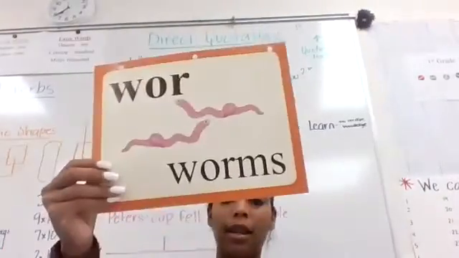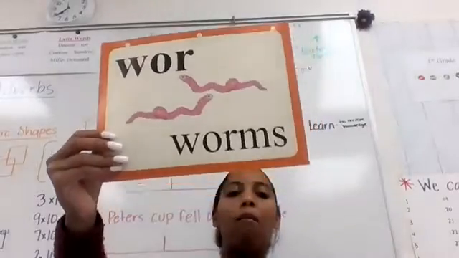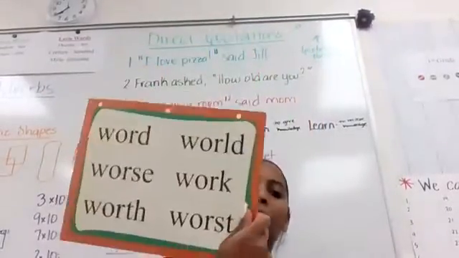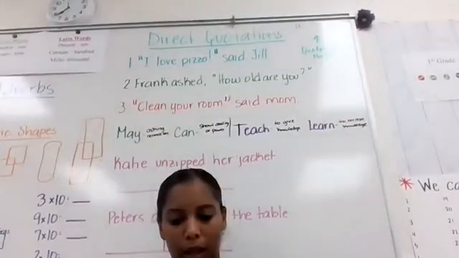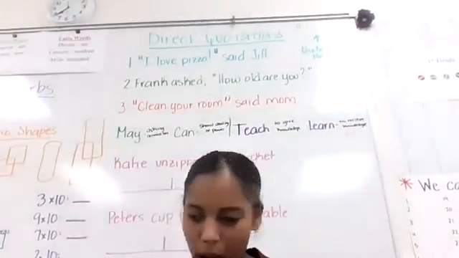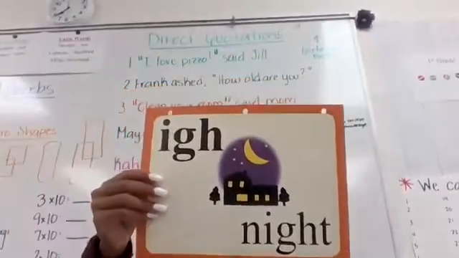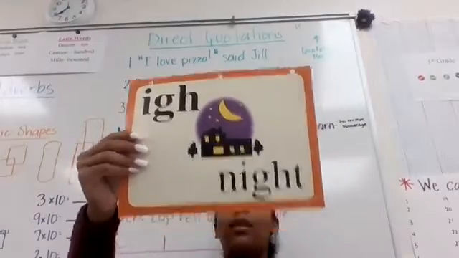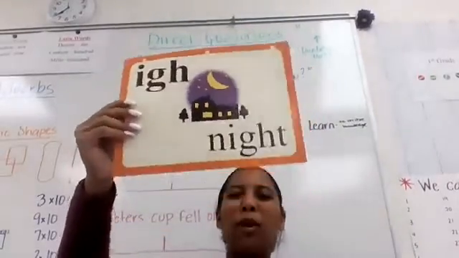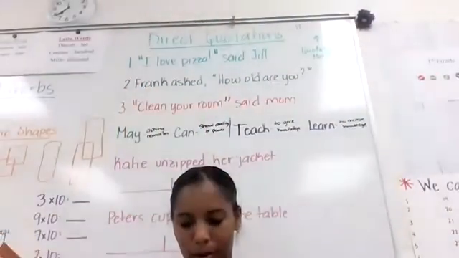Next, WOR says wer, like in worm. All right, this means how much it costs. You would say, how much is it? Worth. Thank you. Some people aren't saying anything. Wow, amazing. IGH says i, like in night. Okay, this is how whenever you wake up in the morning and someone turns on the light, you're squinting because it's too bright. Good. Light and bright.